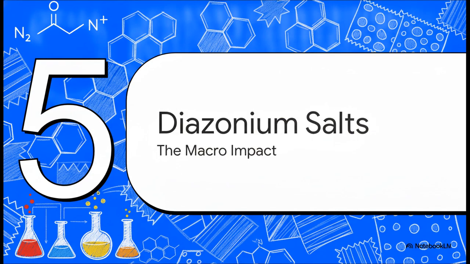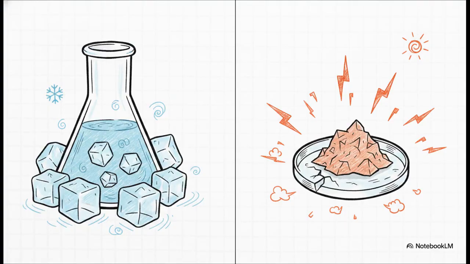Finally, we reach Section 5, Diazonium salts and dyes, the macro impact. Let's take a close look at benzenediazonium chloride. Diazonium salts are synthesized from primary aromatic amines, and they are incredibly vital. This specific one is a colorless crystalline solid that dissolves really easily in water. It's surprisingly stable when you keep it ice cold, but it is highly, highly delicate. It decomposes incredibly easily if you let it dry out.